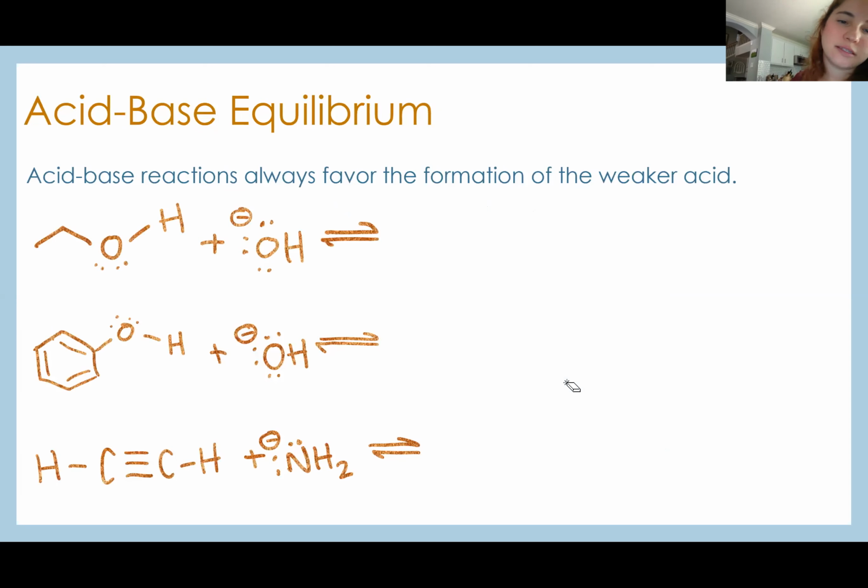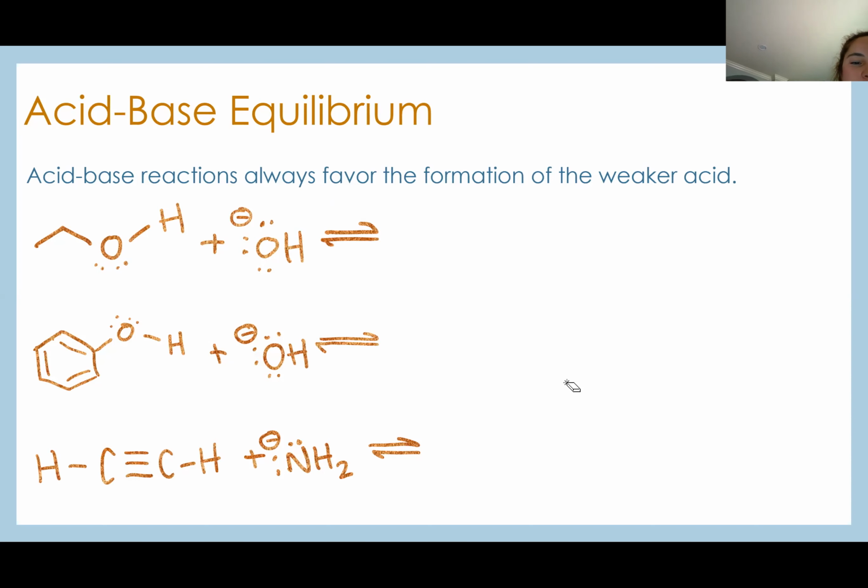Okay, so acid-base equilibrium. I don't think you do this a lot in Gen Chem, but we're going to look at some reactions and try to predict which side of the reaction is favored. So if we react ethanol with hydroxide, what will our products be? Which compound is our base, first of all? Wouldn't it be the OH?